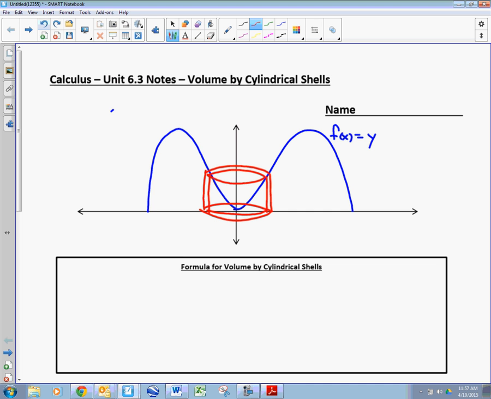a cylindrical shell. Some people think of these in different ways. Some people think of those little nesting dolls that you take out over Christmas time. Same type of scenario. If I were to slice it right here instead, you could see that this shell is empty in the middle.